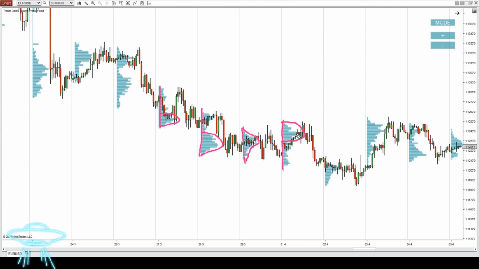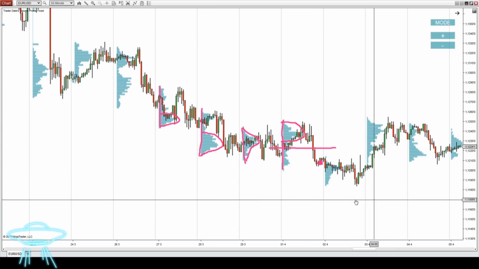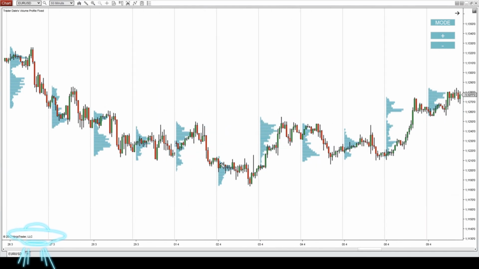P-shaped profile, but it is not a P-shaped profile because the price is closing below 50% of the day. So this is not a sign of strong buyers, alright? Because this is not a proper P-shaped profile. So what happens next is a balanced D-shaped profile, balanced market.